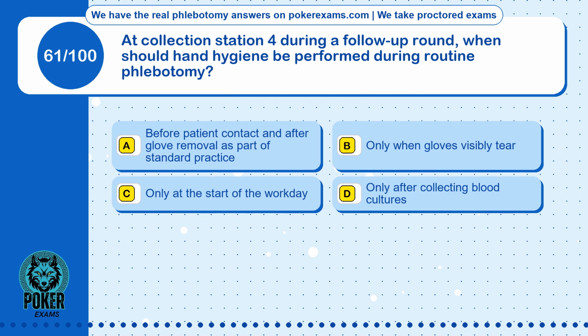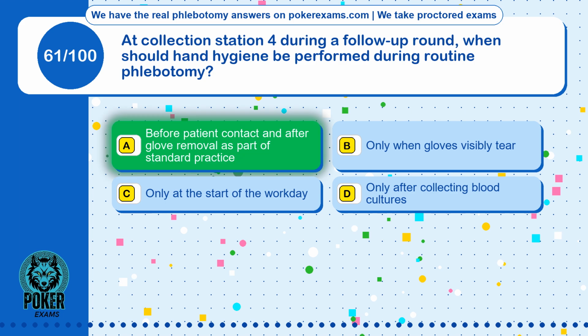Question 61. At collection station 4 during a follow-up round, when should hand hygiene be performed during routine phlebotomy? Option A. Before patient contact and after glove removal as part of standard practice. Option B. Only when gloves visibly tear. Option C. Only at the start of the workday. Option D. Only after collecting blood cultures.